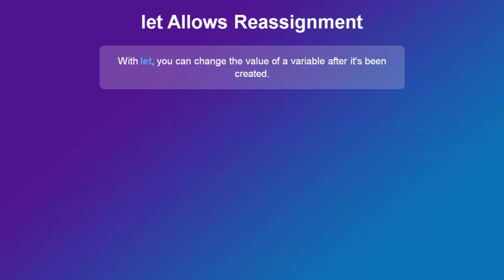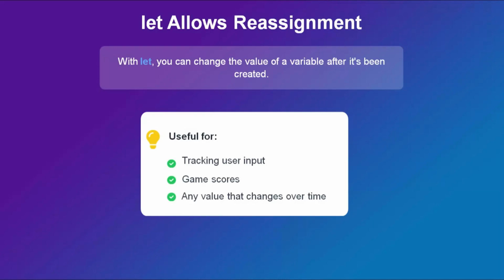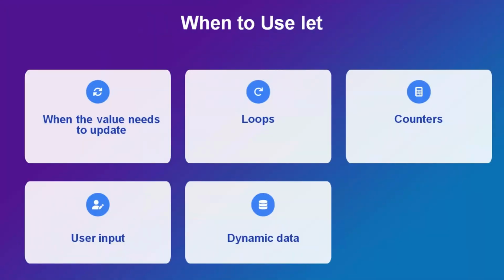Let allows reassignment. For example, let score equals 50, score equals 80. This is allowed. You can change its value. It's perfect for things that change over time. So, you might be wondering, when to use let? Basically, when the value needs to update. For example, loops, counters, user input, dynamic data.